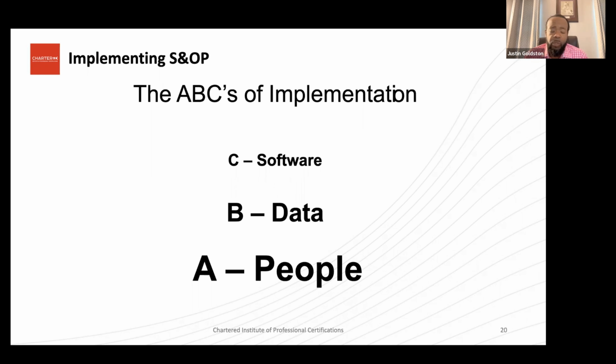Now we're going to spend a few moments to talk about the ABCs of implementation. We're going to begin with software. So it's going to be a top-down approach, in order of importance. So software is important. We're going to begin with that. And then we're going to talk about the data. And then most importantly, we're going to talk about the people and how we implement S&OP.